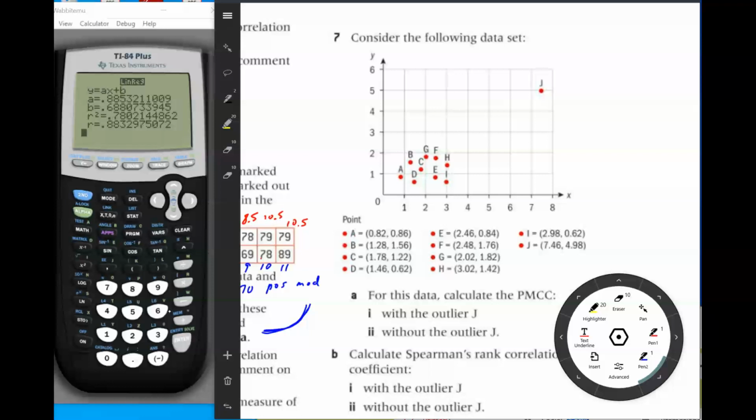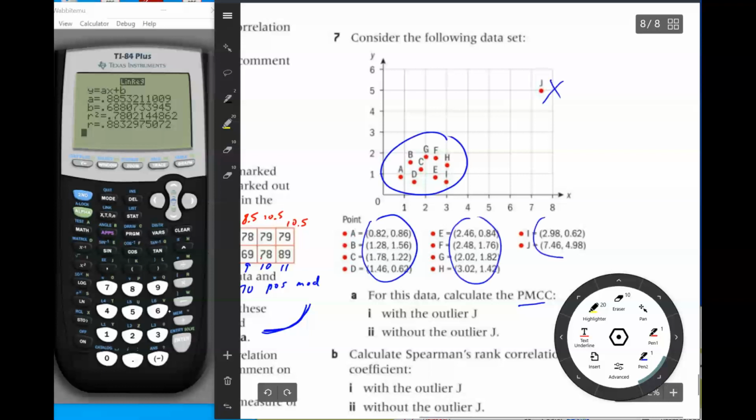Okay, so in this case, they're saying calculate the linear regression of these points and not this point, and then do it with that point. So we're just going to put in these numbers first into stat edit, and I'll do that offline so I don't bore you. And then afterwards, I'm going to put J in too. Okay, but first I'll do it without J. Or no, first I'm going to do it with J, then I'm going to do it without J.